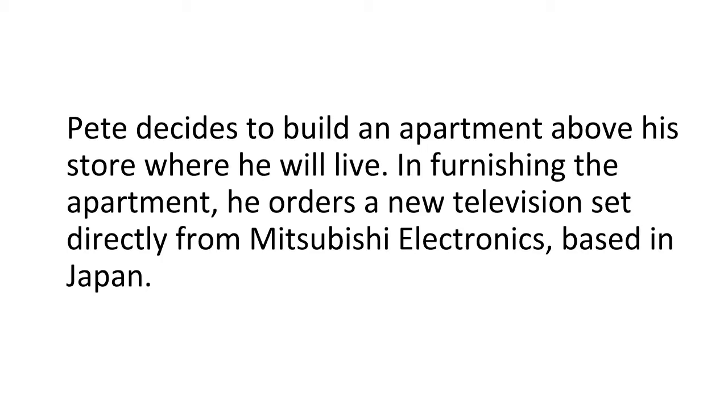Pete decides to build an apartment above his store where he will live, and in furnishing the apartment, he's going to order a new television set directly from Mitsubishi Electronics, based in Japan. Now, it looks like it would be an international sale of goods, but remember that the CISG only applies to the commercial sale of goods. This is a good that's going to be used for family or household purposes, and therefore it would fall outside of the CISG. It's simply a sale of goods, and a sale of goods would be covered by the Uniform Commercial Code.